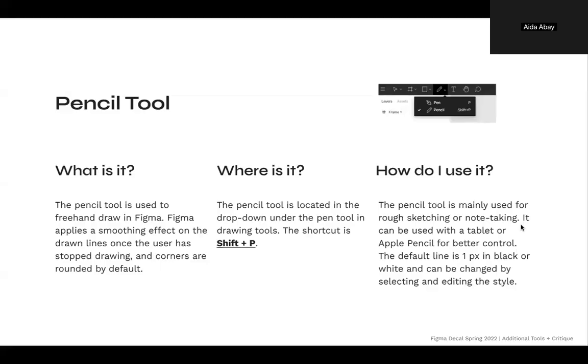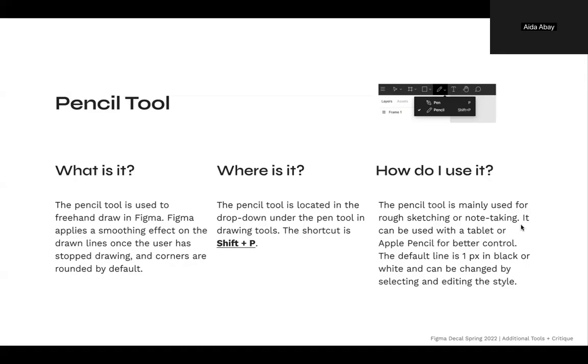So we're going to start with the pencil tool. The pencil tool is used to freehand draw in Figma. Figma applies a smoothing effect on the drawn lines once the user has stopped drawing, and then corners get rounded by default. So it's a really efficient tool. It's located in the drop-down menu under the pen tool and the drawing tools. And if you want a shortcut to it, it's Shift P.